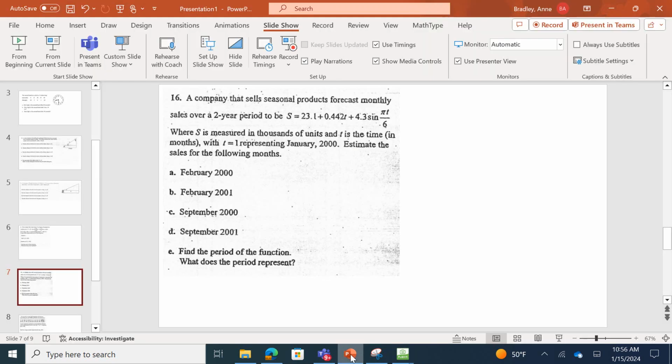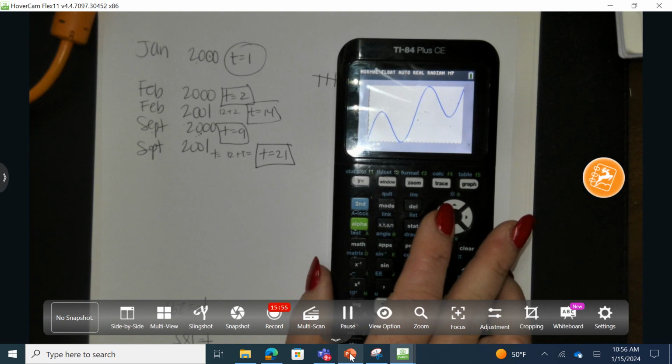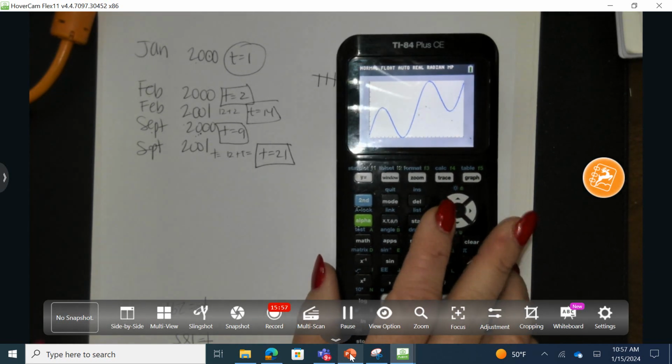I'm going to come back really quick to read this. We see S is measured in thousands of units, and we want to estimate the sales. So it's within thousands. We need to take wherever the decimal is and move it 3 places to the right when we come up with our outputs.